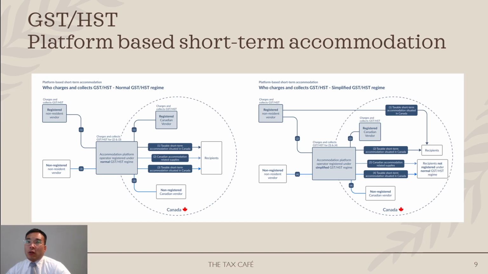So long story short, if your sales made through short-term accommodation facilitated by Airbnb or similar websites exceed $30,000, you as an owner are now obligated to register for GST and HST and remit that to CRA. But if you're not registered, if your sales do not exceed $30,000, it is Airbnb that will have to be in charge of collecting GST and HST on your behalf from the clients and will remit directly to CRA.